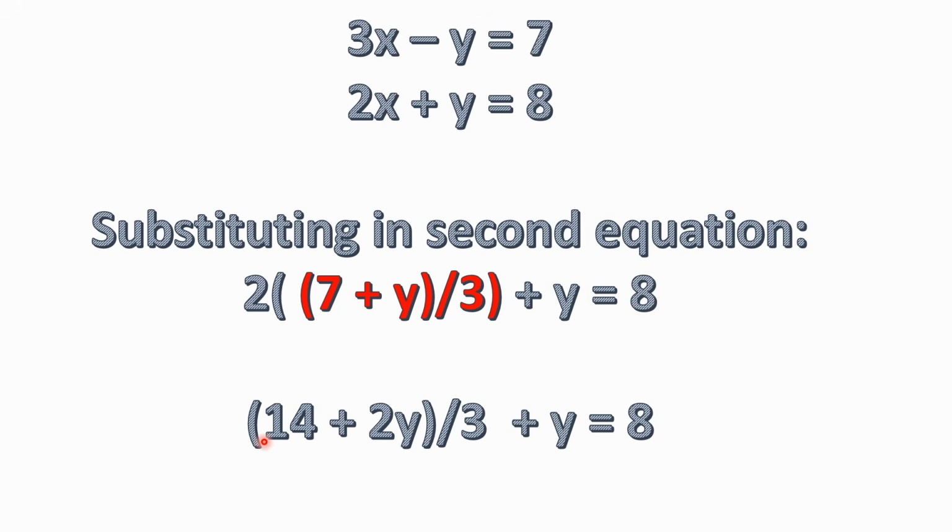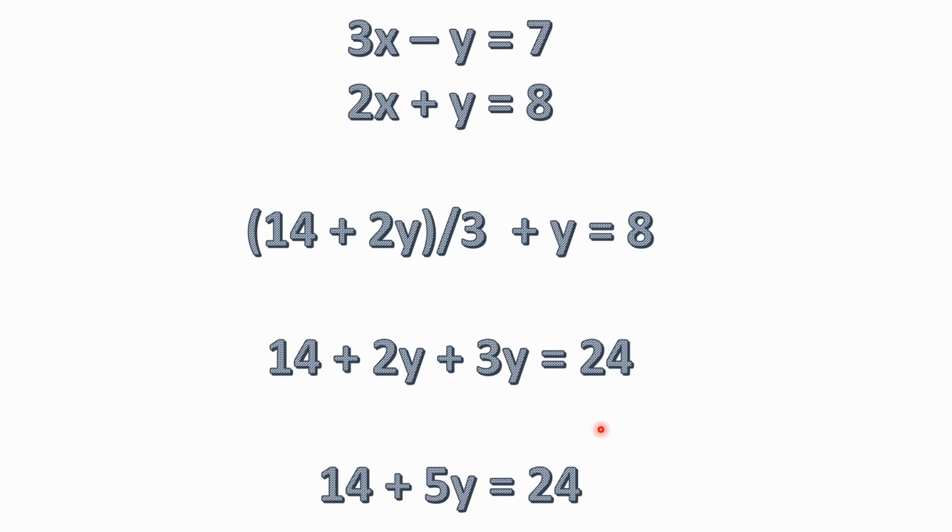And if you go through this and multiply it out, 2 times 7 is 14. 2 times y is 2y. So you're going to have the quantity 14 plus 2y divided by 3 plus y equals 8. And if you continue to try to simplify this further, you're going to end up with 14 plus 2y.